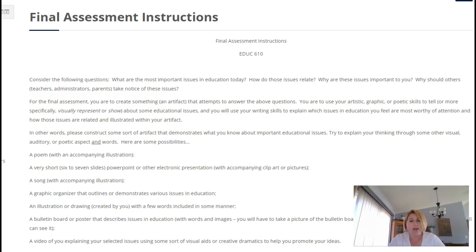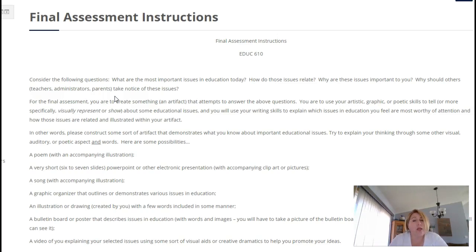All right, so I want to take you through the assessment instructions, and you can see they're right here. This is straight off of Moodle. The first thing you should be thinking about is that you have to consider the important questions, the questions that we have been pondering throughout this entire course so far: what are the most important issues in education today? How do they relate? Why are these issues important to you, and why should other people in education, teachers, administrators, parents, take notice of these issues? When you use those driving questions, you're going to be selecting the issues that you want to talk about, represent, display, and show how they connect, all right?